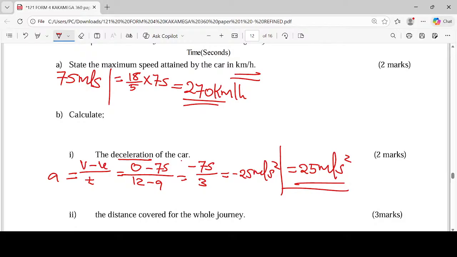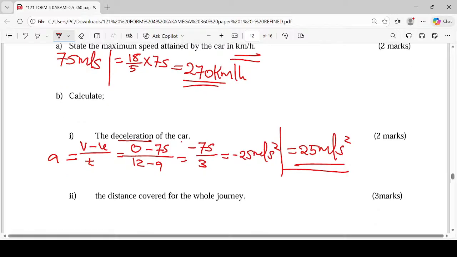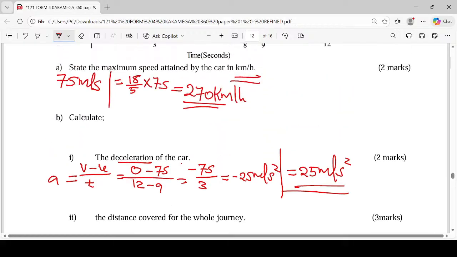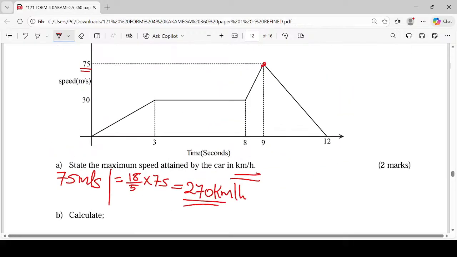Let's look at Roman 2 of the very question, where we are being told the distance covered by the whole journey. To compute the distance covered by the whole journey, remember, we need to calculate the area under the velocity graph. The area under this graph is going to give us the distance covered. So the first part, I'm going to calculate the area of the trapezium part.